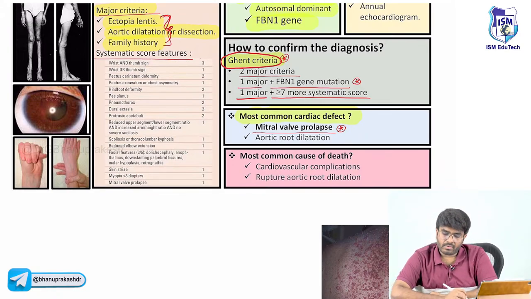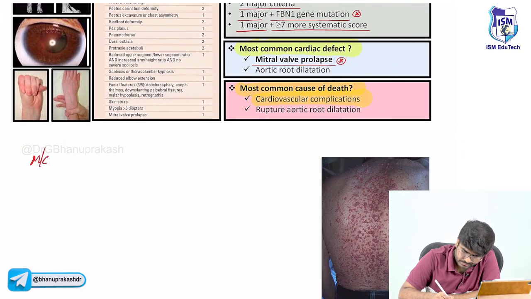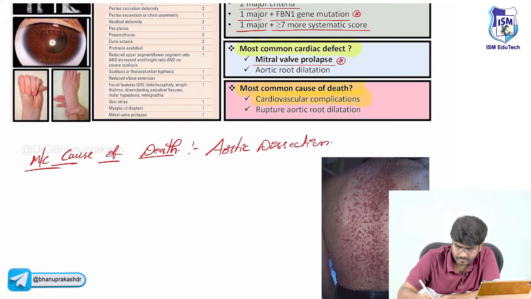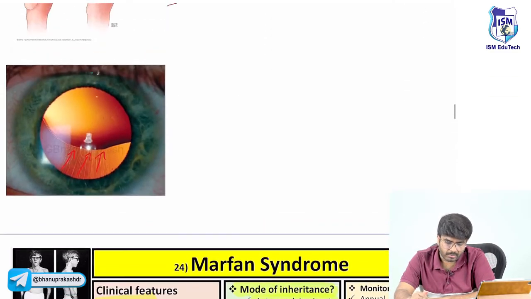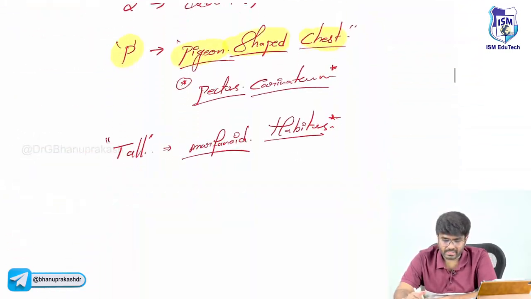Next, what is the most common cause of death? The most common cause of death is cardiovascular complication. And what is that cardiovascular complication? The most common cause of death in Marfan syndrome is aortic dissection. Done. If you know these many points about Marfan syndrome, the first autosomal dominant disorder, that will be more than enough.